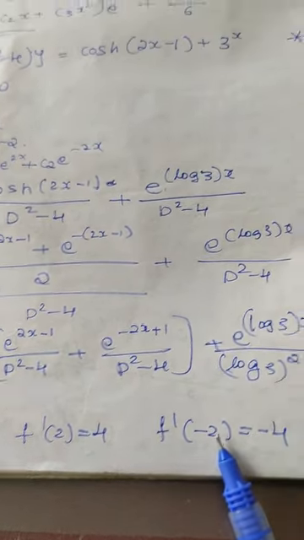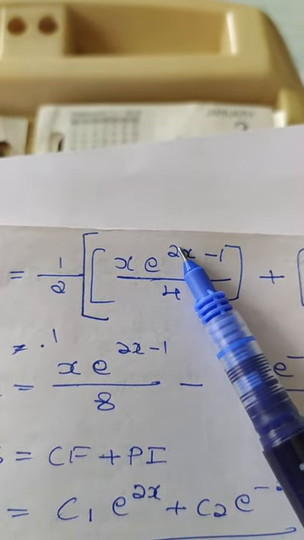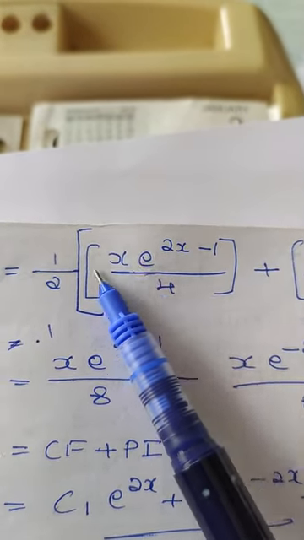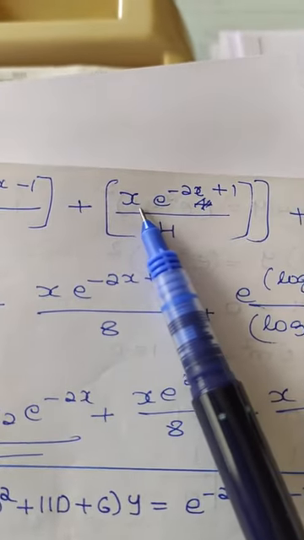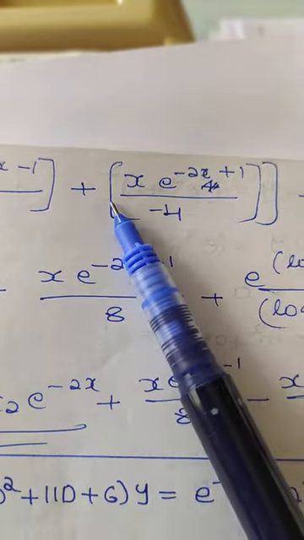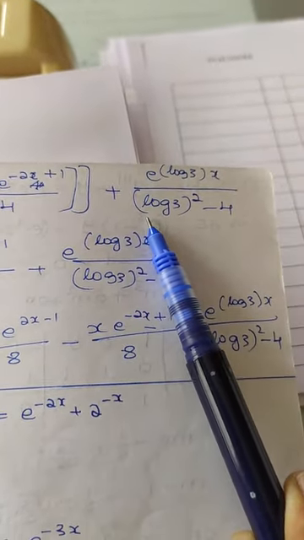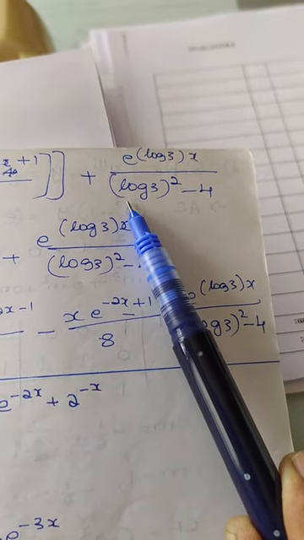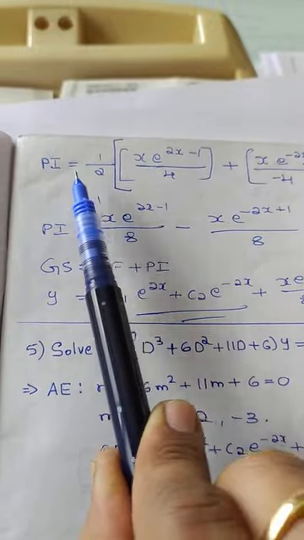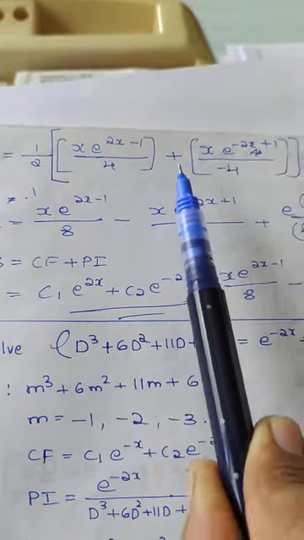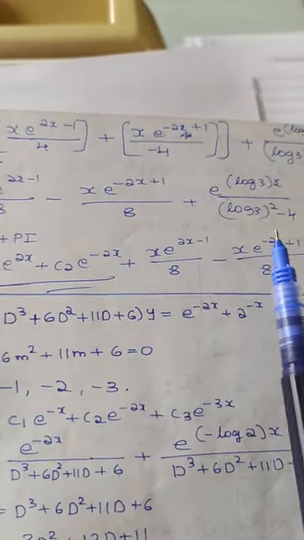Okay, then PI is, since f of 2 is 0, f dash of 2 is not equal to 0, multiply with x divided by 4. Here, multiply with x because minus 2 is also root. Repeat 1 time. Okay, and divided by minus 4. This is your PI for the second term for 3 power x. Right. PI by simplifying, multiply this 2 into 4, 8. Here also minus 8 and third term. Write the general solution with the CF and PI.